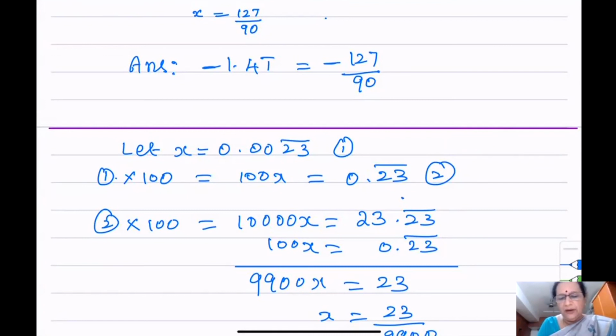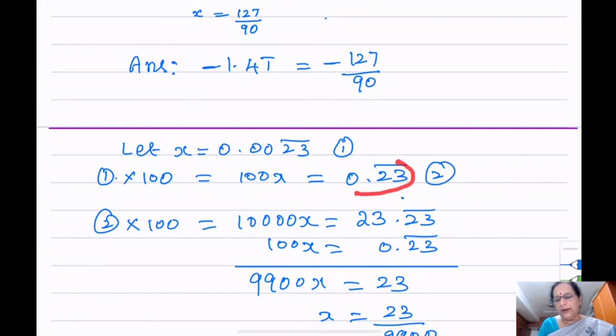So after you multiply equation 1 by 100, the value becomes 0.23 bar. Now, this has become a pure recurring decimal. So if it is a pure recurring decimal, what is the procedure? If 2 digits are repeated, you have to multiply by 100. So equation 2, now you forget about equation 1. This equation 2 should be multiplied by 100. So already 100x is here. 100 into 100, 10,000x you have on this side.